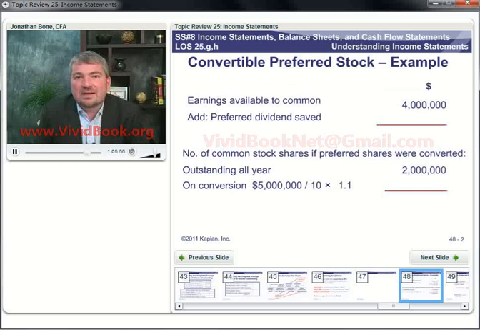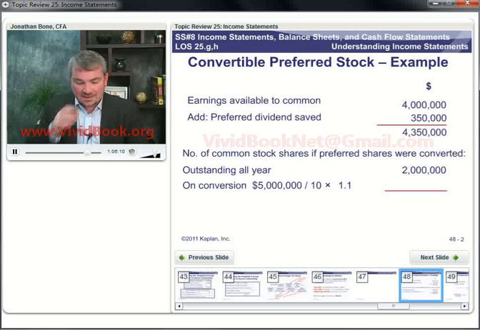So what I've done is I've just started with the earnings available to common stockholders, the 4 million. Now, of course, if the preferred stock is converted, I will save the coupon. And my coupon, of course, is going to be 350,000. How did I get that?